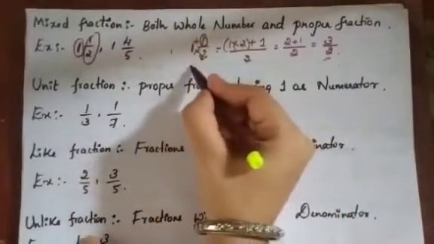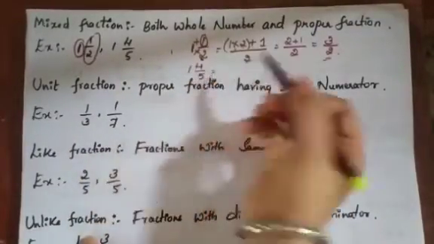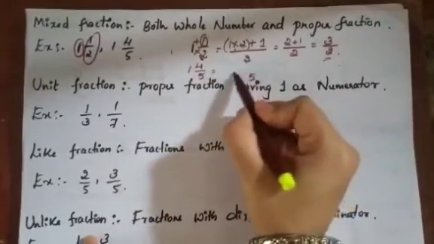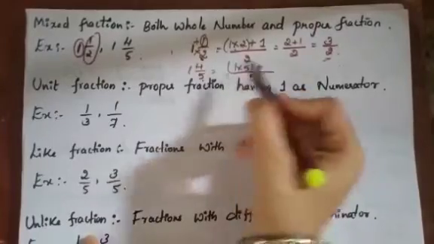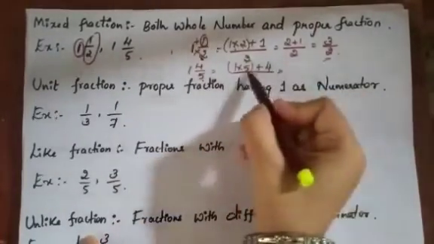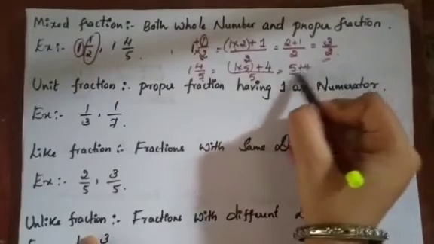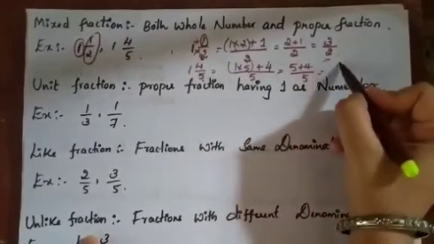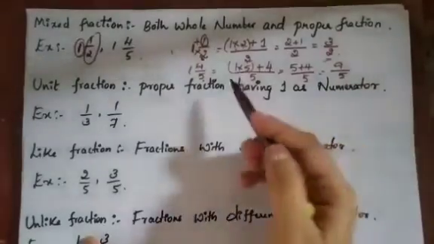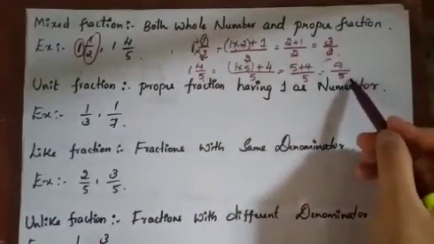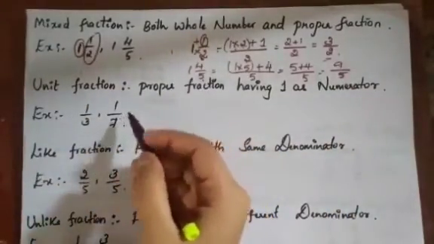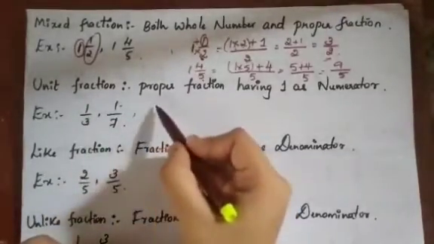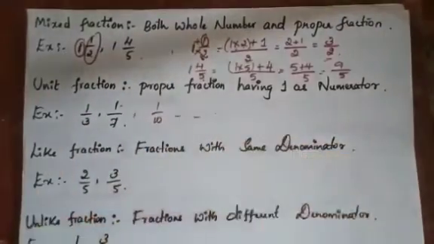Here, take another example, 1 and 4 by 5. The denominator will be the same. First 1 into 5, plus the numerator, which is 4. So 1 into 5 is 5, plus 4, divided by 5. 5 plus 4 is 9, divided by 5. So we have converted the mixed fraction into an improper fraction. Next fraction is the unit fraction. A unit fraction is one where the numerator is 1, like 1 by 7, 1 by 10, anything. So when 1 is the numerator, it is called a unit fraction.